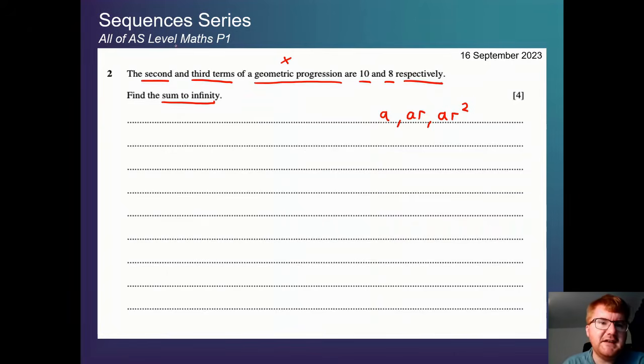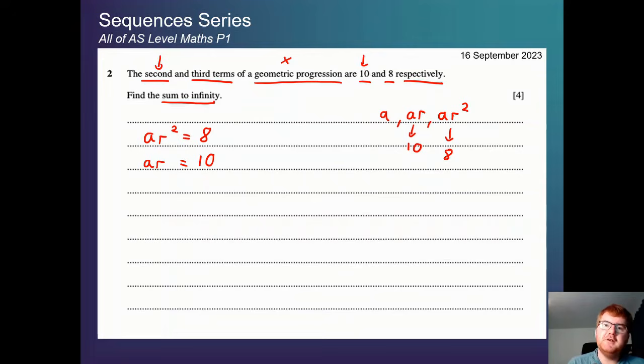So we're told here the second term, just to translate the question here, is equal to 10. That's what it means by respectively. And then the third term, that's going to be equal to 8. So we have here that AR squared is equal to 8, whereas AR is equal to 10. And we're going to see a technique we haven't quite seen yet, but still using this idea of elimination. Now, when we're doing arithmetic progressions, we took one equation away from the other. We can use a similar technique for geometric progressions. So what I'm going to do is divide one from the other.